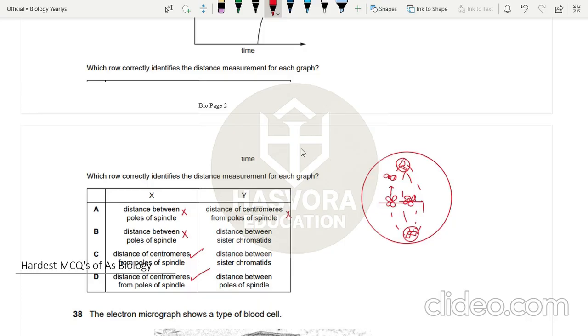Now they are saying distance between two sister chromatids. So we know when the chromosome is divided like this, they move to the opposite poles, and when they move to the opposite poles, the distance between them should increase. So this will match the graph. So C seems to be our correct answer. And also I expect this question to be repeated this year, because it is the most repeated question I have ever seen in the past years, as well as in 2024. So I expect this question to come again.